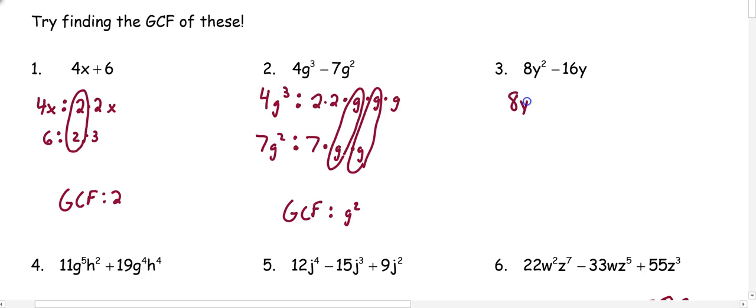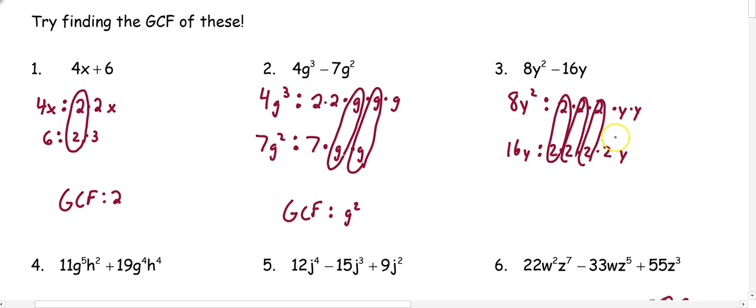Number 3, 8y squared and 16y. Two numbers that multiply to 8 are 2 and 4. I'm going to break 4 down, though, into 2 and 2. So I have 3 2's right now, and y squared, so I also have 2 y's. For 16, two numbers that multiply to 16 are 4 and 4, but we're going to break each of those 4's down into 2's. So I'm going to have 4 2's and 1 y. When I look for my GCF, I notice I have a pair of 2's, pair of 2's, pair of 2's, and a pair of y's. So we're going to multiply that all together to get our GCF. 2 times 2 times 2 is 8, and they have a y. So our GCF would be 8y.